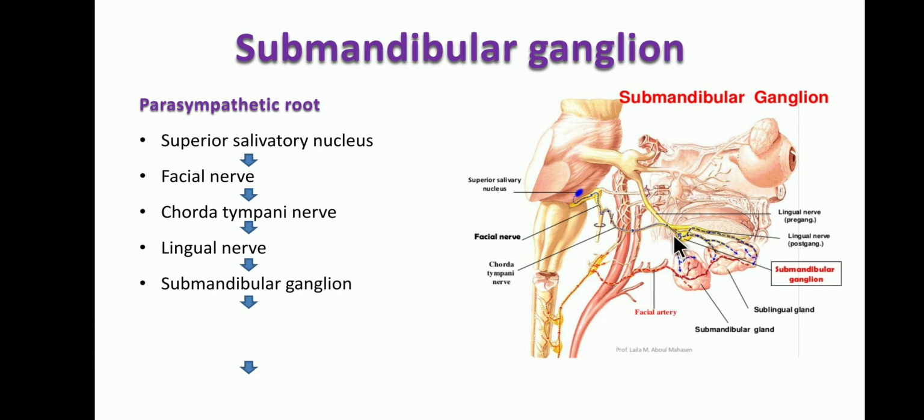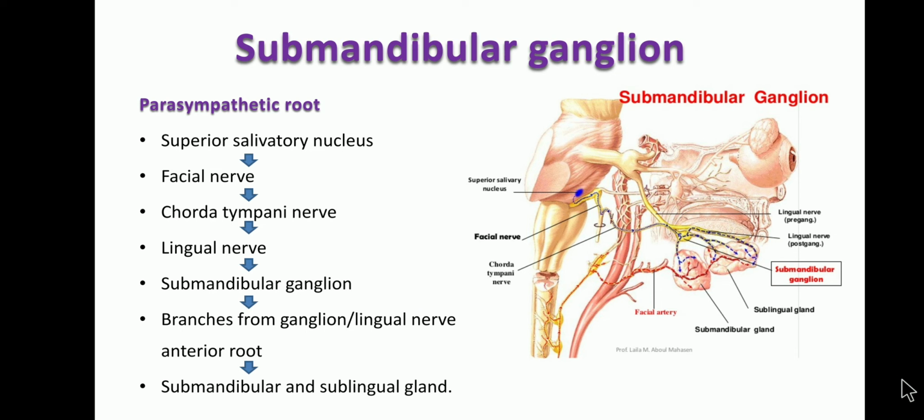Two roots are there which are suspending the ganglion. After relaying in the ganglion, post-ganglionic fibers travel via the lingual nerve or from the branches of the ganglion and then through the anterior root. Post-ganglionic fibers then supply the submandibular and the sublingual salivary glands. So that is the parasympathetic pathway.